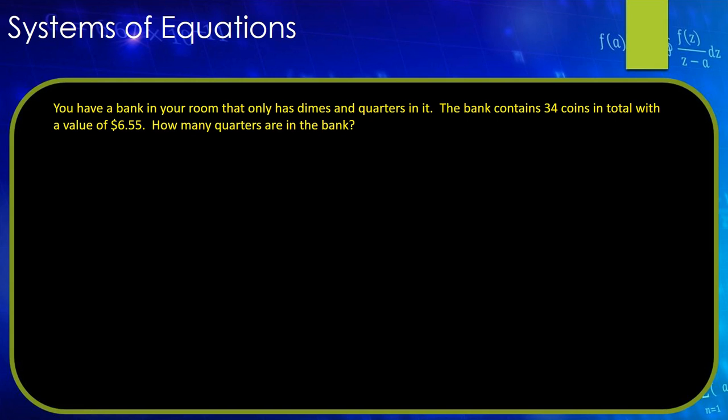So in this word problem, you have a bank in your room that only has dimes and quarters in it. The bank contains 34 coins in total with a value of $6.55. How many quarters are in the bank? So you're looking for the number of quarters, but along the way you might have to figure out the number of dimes as well. So take a moment to try to figure this out and then we'll go through it.